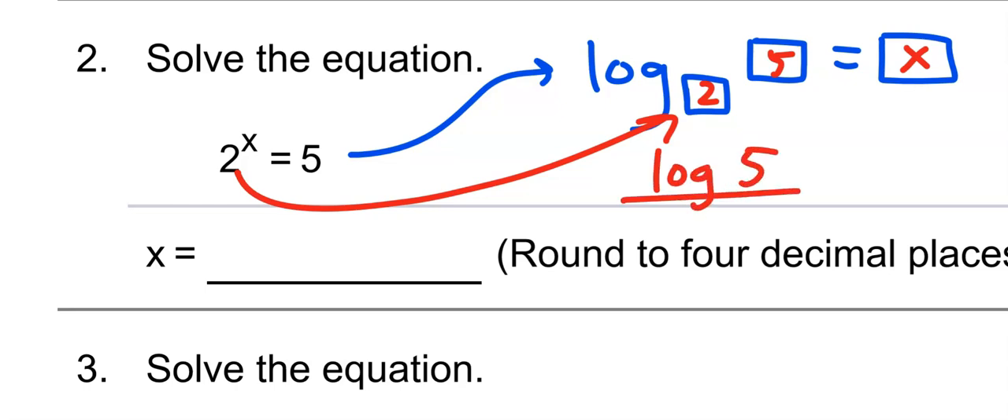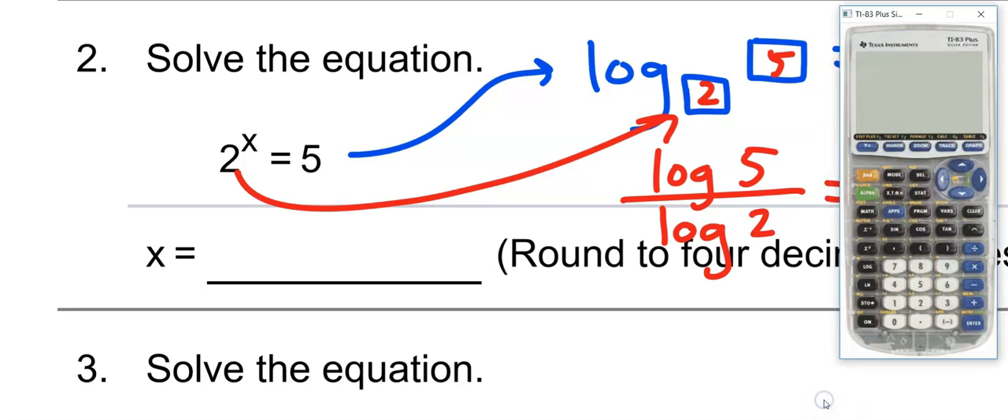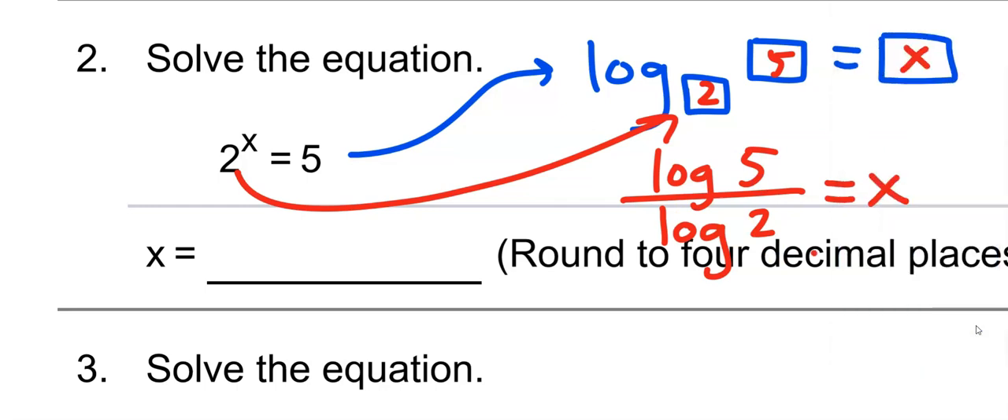Log 5, log of the argument over log of the old base. And we chose base 10 because we can type it on a calculator. So we can come over here and type log 5 in parentheses divided by log 2. And so we know that 2.32 is approximately what we're dealing with. Now, how can I double check to make sure I'm right? Okay, I think it's 2.32.